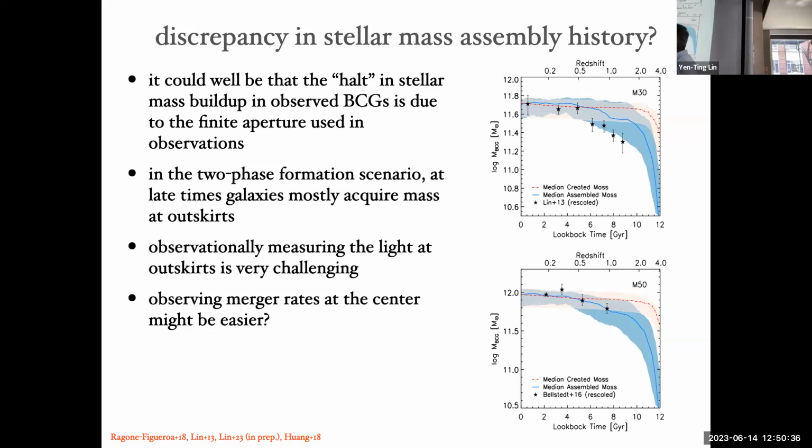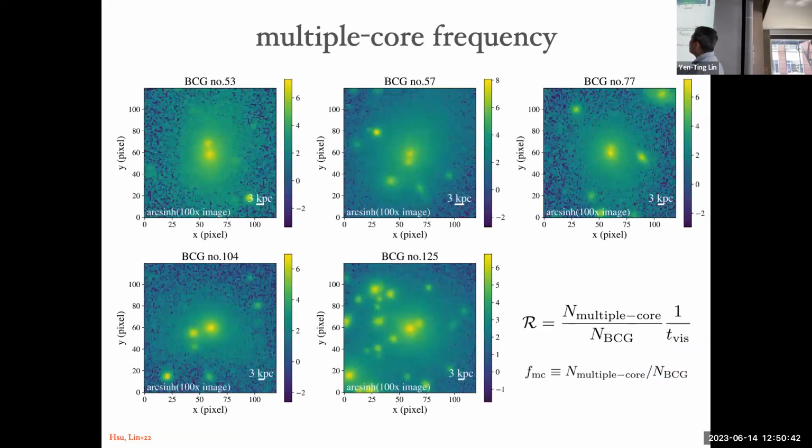I'm not one of them. So I figured that perhaps observing the merger rates at the center of BCGs may be easier. Here I showed Sloan images of BCGs with multiple cores. These are examples of BCGs experiencing mergers with satellite galaxies. Because the cores, or the centers, of the satellites are dense, they remain visible while their outer parts are tidally disrupted. So we can certainly measure the merger rate, but that will require a time scale that has to come from simulations. And that makes the comparison with simulation kind of circular.